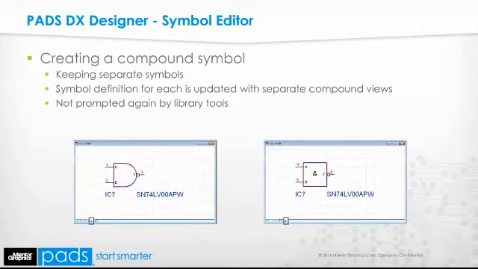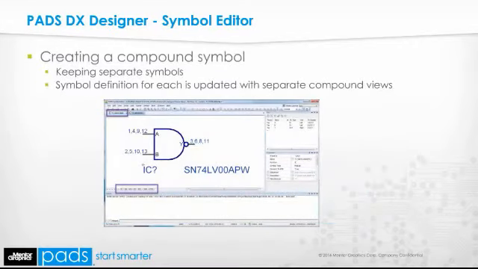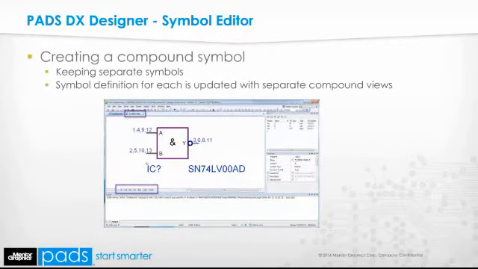There are, of course, situations when you may not wish to merge two symbols, such as the case here where we have two logical views of the same gate. In this case, you don't merge the symbols, and you end up with two symbols, a .1 and a .2 file, both with their own compound views.